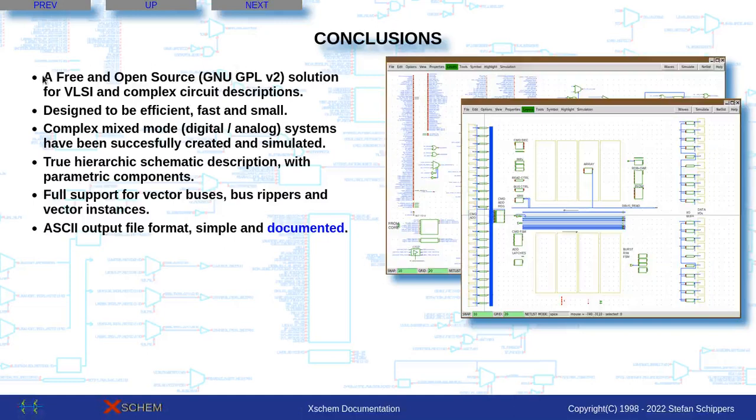Conclusion: Xschem is a free and open source solution for VLSI design, designed to be efficient, small and fast. Complex mixed mode systems have been simulated successfully. It's a true hierarchic schematic description with parametric components, full support for vectors, bus rippers and vector instances, and an ASCII output file format, which is very simple and documented.